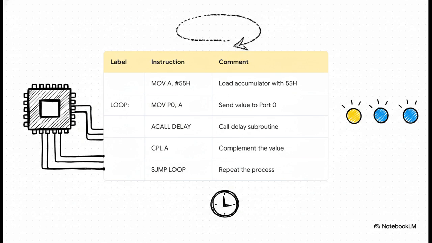Then we start a loop. We send that pattern out to port 0, we call a delay to wait for a bit, and then we use the complement instruction to flip all the bits. 0101 becomes 1010. We send that out and just loop forever. The result? The pins on port 0 will be blinking on and off in this really cool alternating sequence.